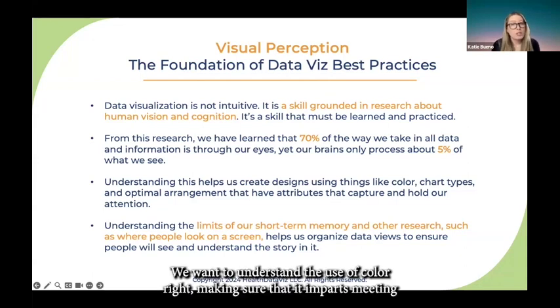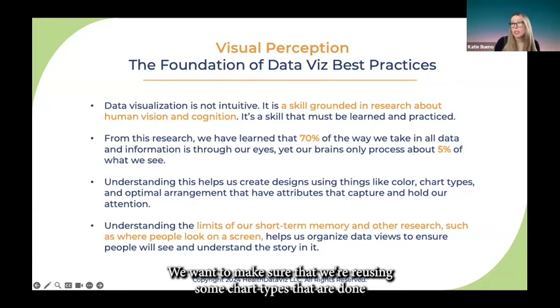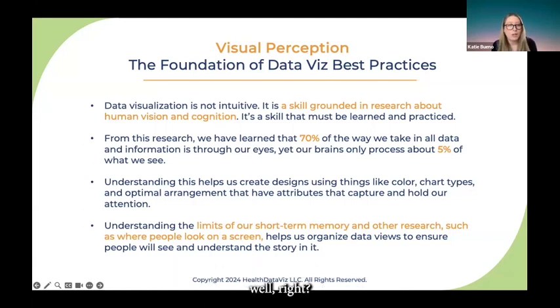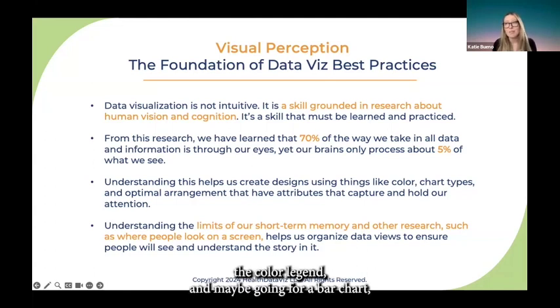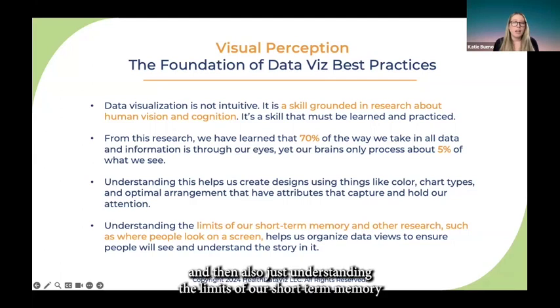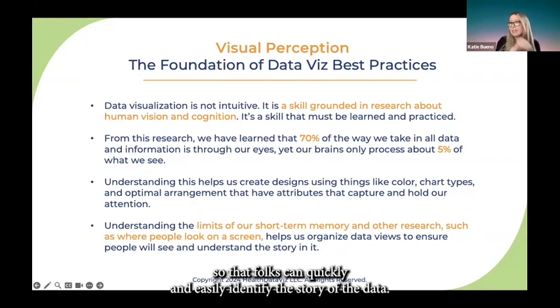We want to understand the use of color, right? Making sure that it imparts meaning and that it can be viewed by anyone, regardless if they have color blindness or not. We want to make sure that we're using chart types that are done well, right? Avoiding those pie charts with a bunch of slices that require that color legend and maybe going for a bar chart. And then also just understanding the limits of our short-term memory so that we can optimize the way that we are displaying things on a screen so that folks can quickly and easily identify the story of the data.